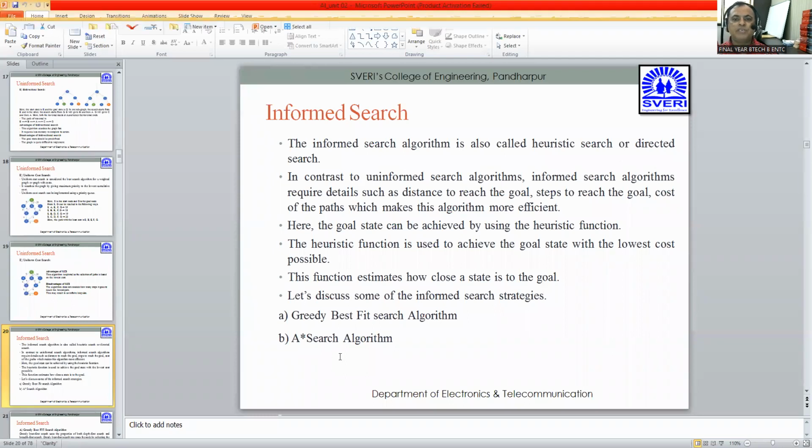Now comes informed search. It is also called heuristic search or directed search.